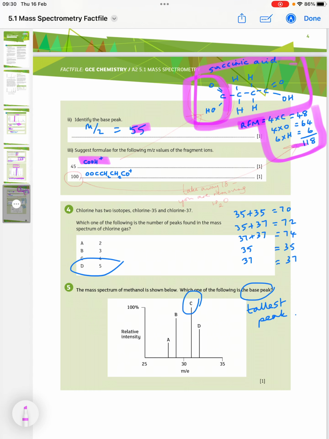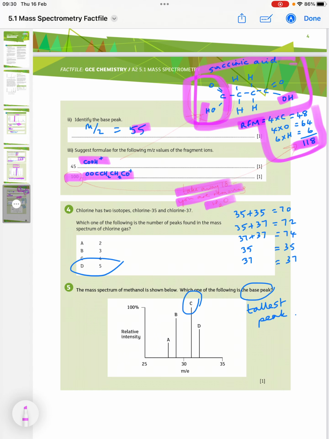And then the other one, the formula mass here is 118 of the succinic acid. And you see there, the fragment has a mass of 100. Now, with a difference of 18, that suggests that you're removing water. So to do that, you could take away an OH and a hydrogen, and that gives us this then, the HOOC-CH2-CH2CO+.